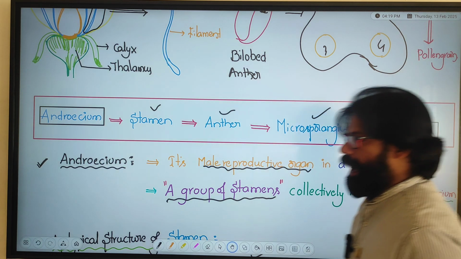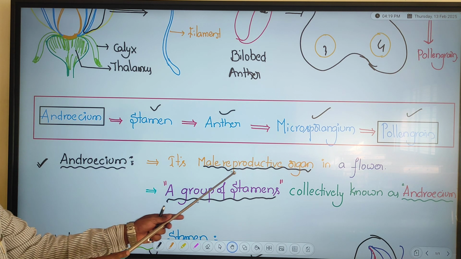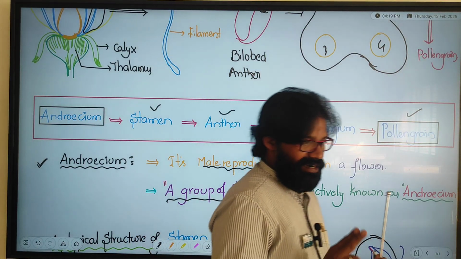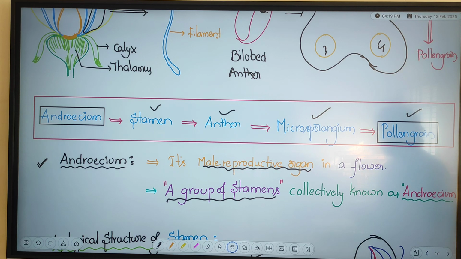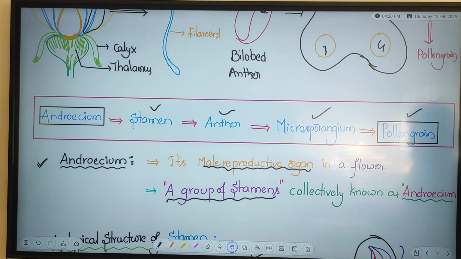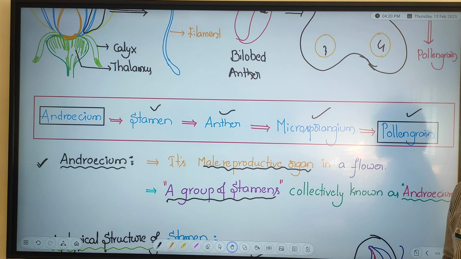Now, what is meant by androecium? First of all, what kind of organ are we talking about? It is a male reproductive organ. As you know, the flower has four parts: two non-essential and two essential. The non-essential ones are calyx and corolla, and the essential ones are androecium and gynoecium. The male reproductive organ is androecium. Also, in a collective form, a group of stamens is known as androecium. These two meanings apply to the androecium.